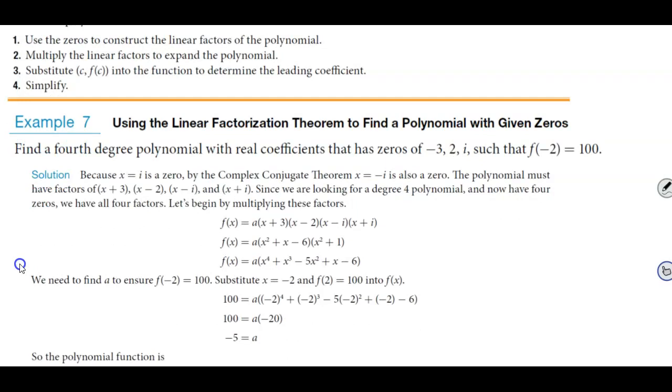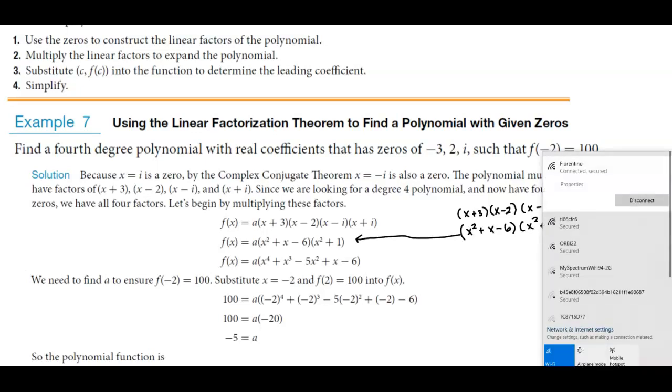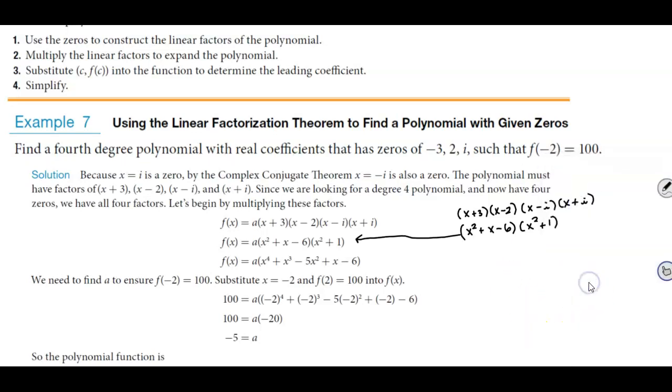So we have our form where f of x is equal to a times x plus 3 times x minus 2 times x minus i times x plus i. Now we're going to multiply x plus 3 times x minus 2. When we multiply them together, we should get x squared plus x minus 6. And then when we multiply x minus i times x plus i, that becomes x squared plus 1. And that's how we get that second step. And then we need to multiply x squared plus 1 times x squared plus x minus 6.